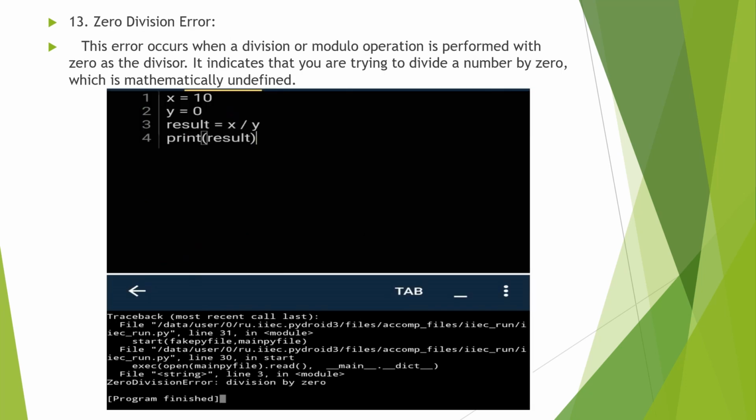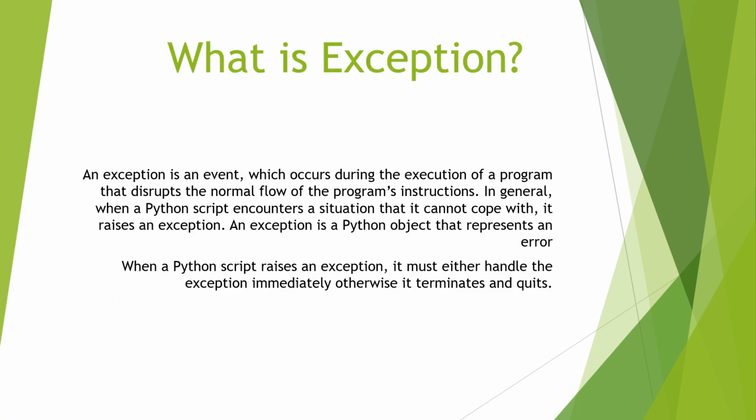And the next type of error is zero division error. As we have seen in the arithmetic error, zero division error is a type of arithmetic error. This type of error occurs when we try to divide any number by 0. And the next topic is what is exception handling.